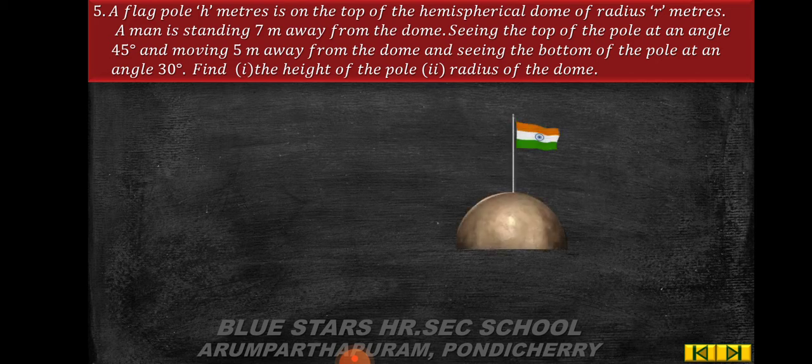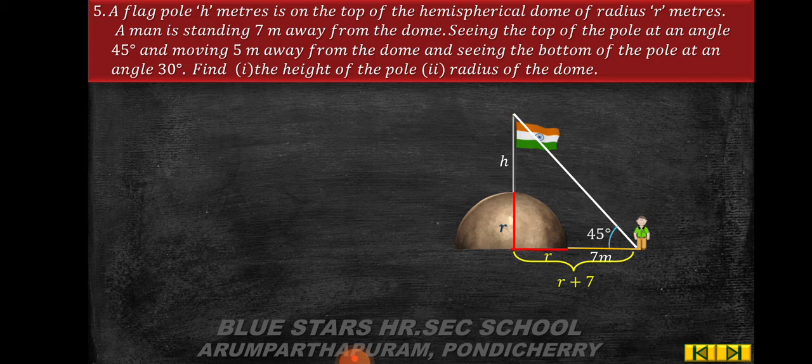So here there is one dome. A man is standing 7 meter away from the dome. At the top of the dome there is a flag. So the distance between the dome and the man is 7 meter. The red line represents the radius of the dome. So the distance between the center of the dome to the man is r plus 7. Then join the line from the top of the flag to the man. The angle of elevation is 45 degree. Then mark the points B, C and A, D.